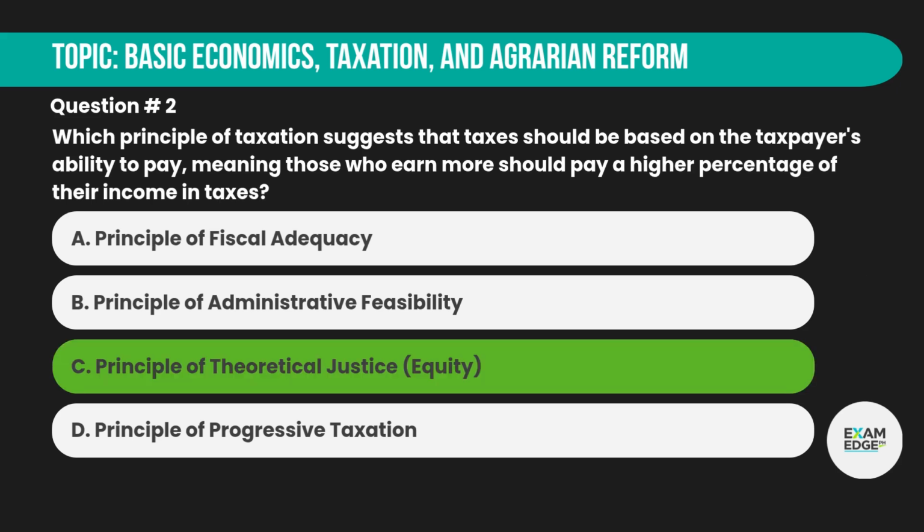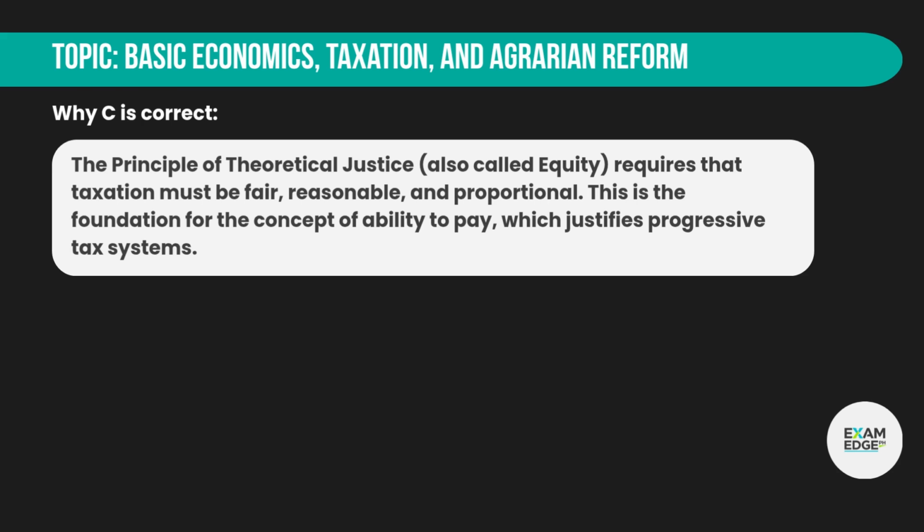Correct answer: C. Principle of theoretical justice, equity. Why C is correct? The principle of theoretical justice, also called equity, requires that taxation must be fair, reasonable, and proportional. This is the foundation for the concept of ability to pay, which justifies progressive tax systems.